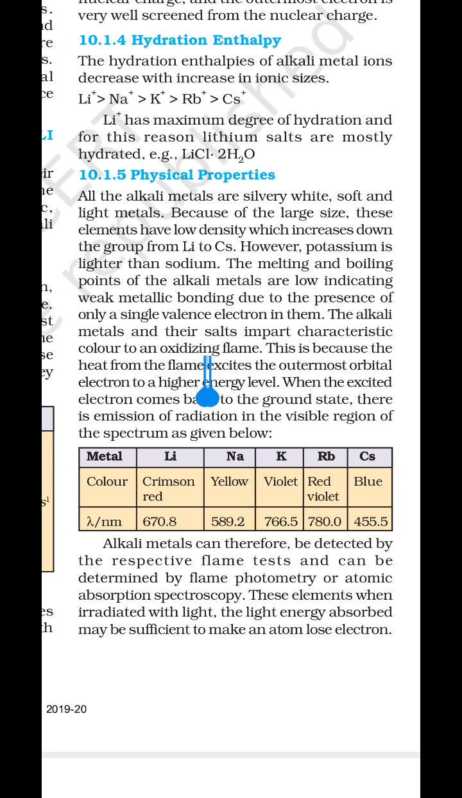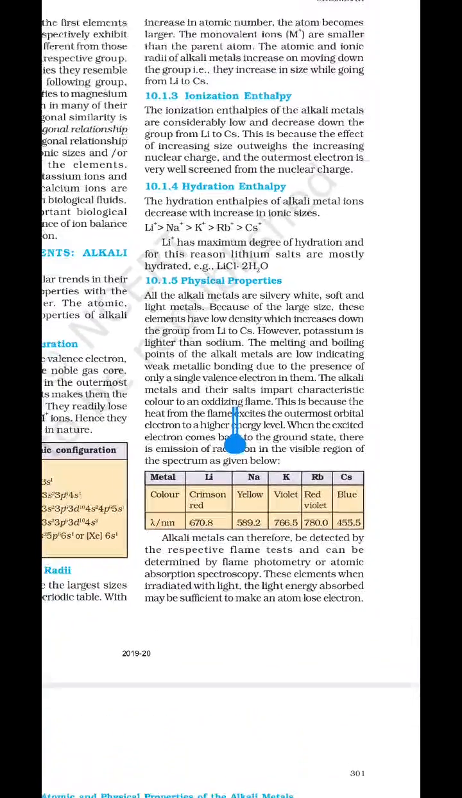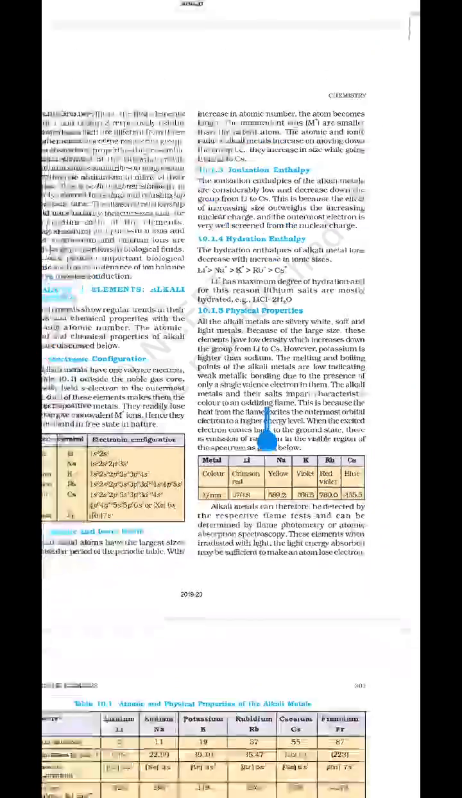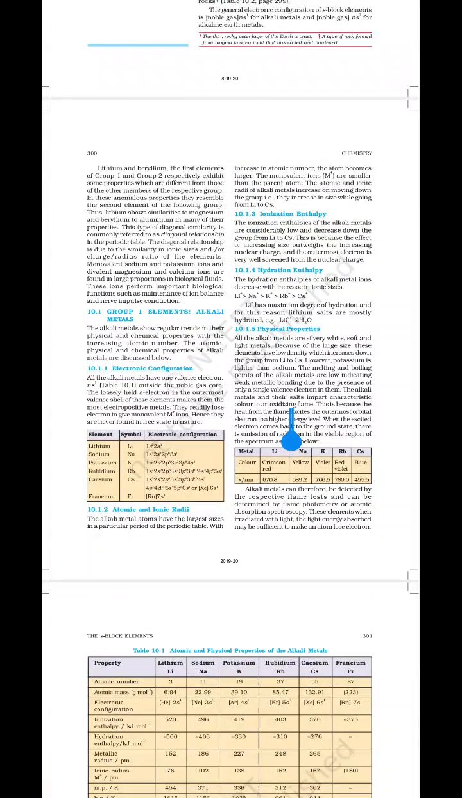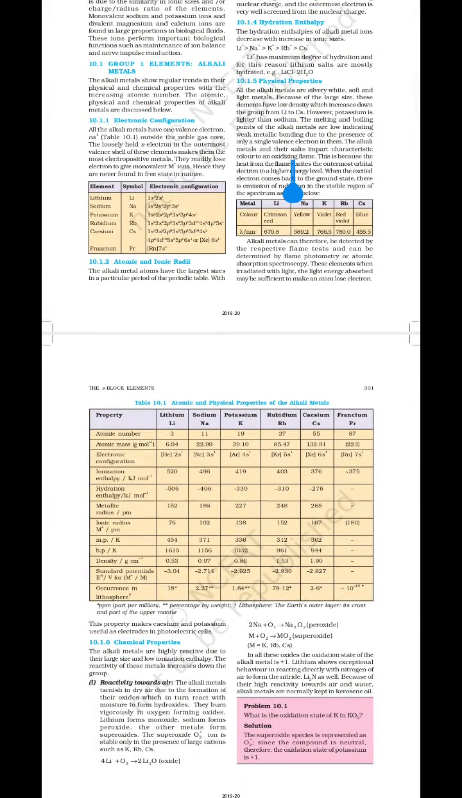And next question is, why does potassium chloride give violet color to the flame? This is due to excitation of electron from ground state to excited state. That's why they give color to the flame. These are the questions from this paragraph.